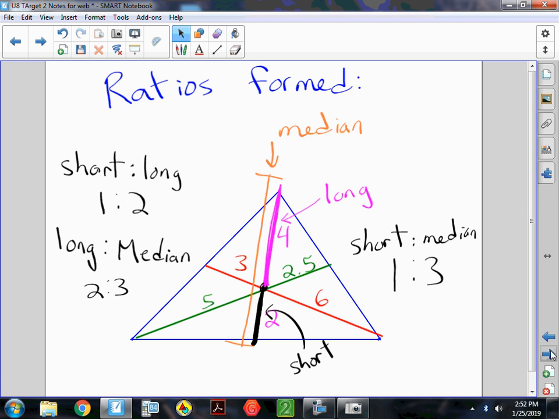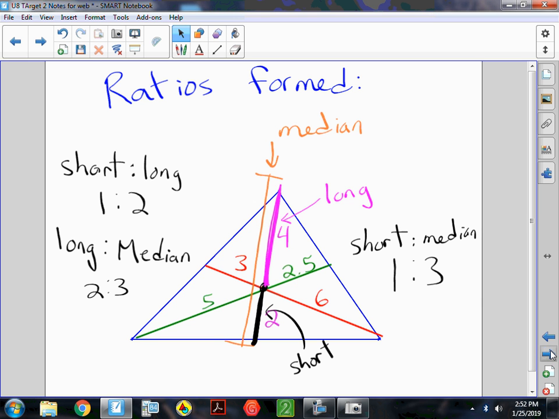We then spent some time in class looking at the different ratios that are formed from the centroid. So I had a line mostly in pink that now has a 2 and a 4 on it, a line in red with a 3 and a 6. One of the classes I used a green line with a 2.5 and 5. And so I kind of broke these up into different types of segments.